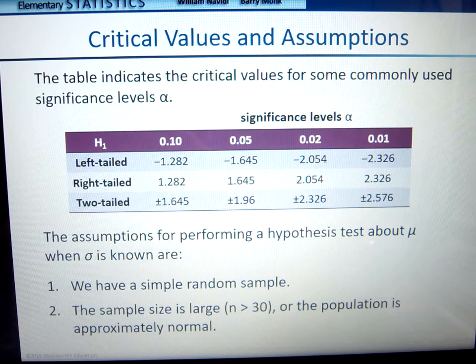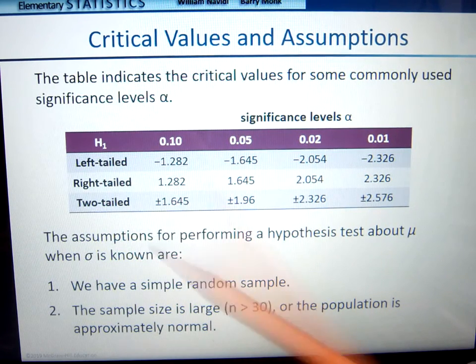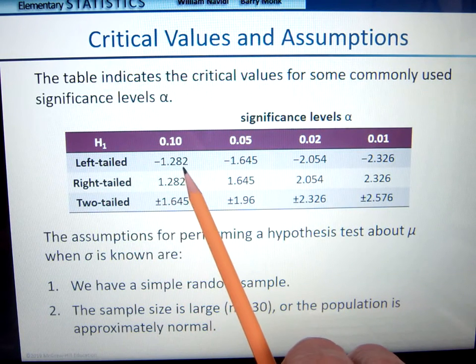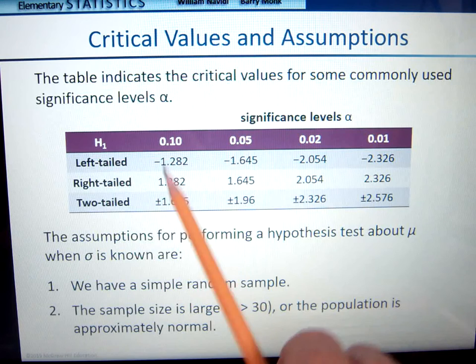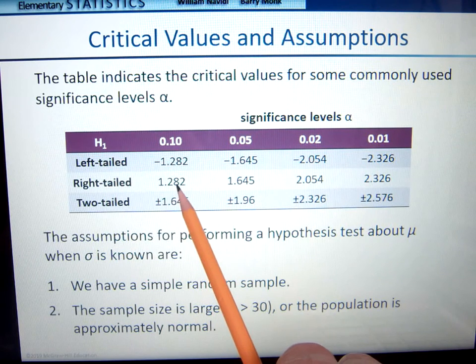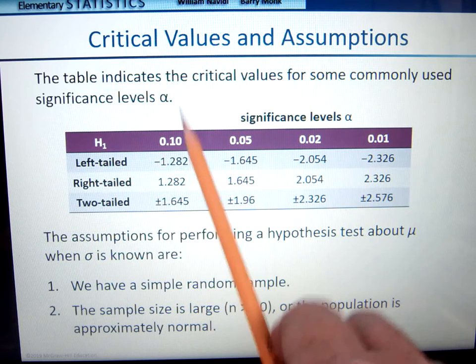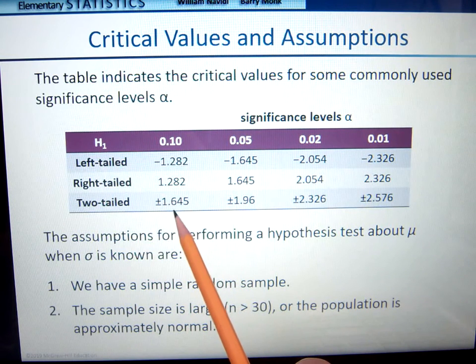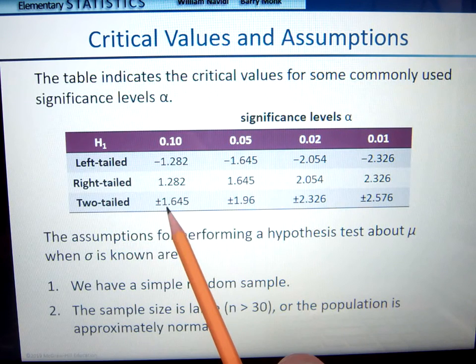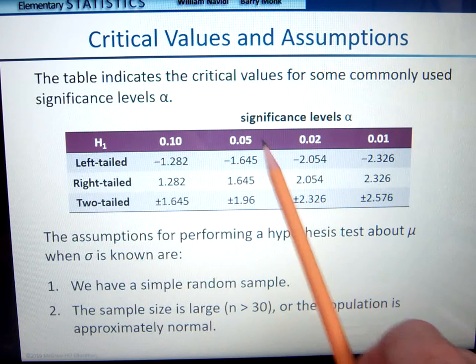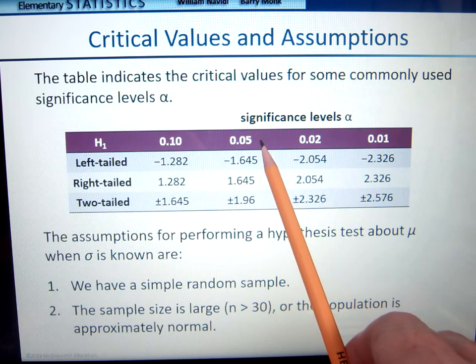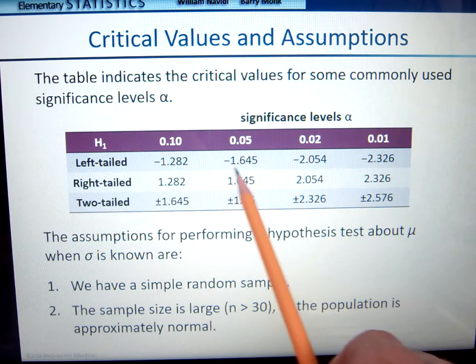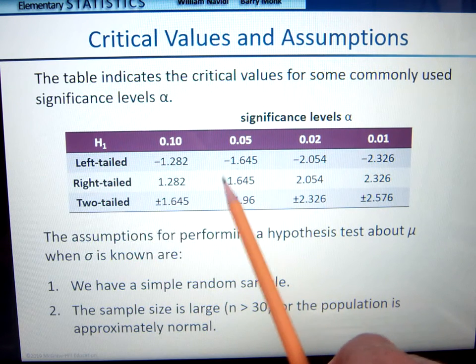The table will indicate the critical values for some commonly used significance levels, and these we've gone over before, but it's good to look at them again. We have our left-tailed, negative 1.282. We have our right-tailed, which would be positive 1.282, and that's for our 0.1. And we have our two-tailed, which is going to be plus or minus 1.645. At our 5%, our one-tailed would be negative 1.645 for the left-tailed, and 1.645 positive for the right-tailed.